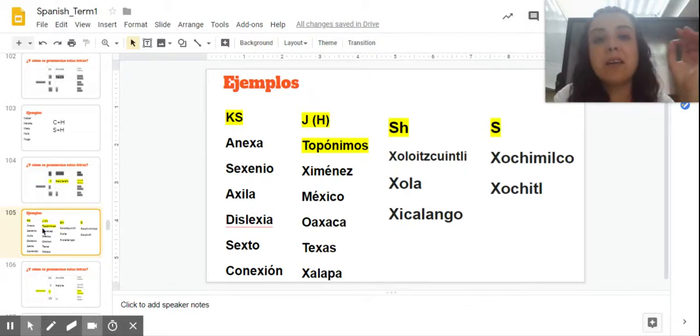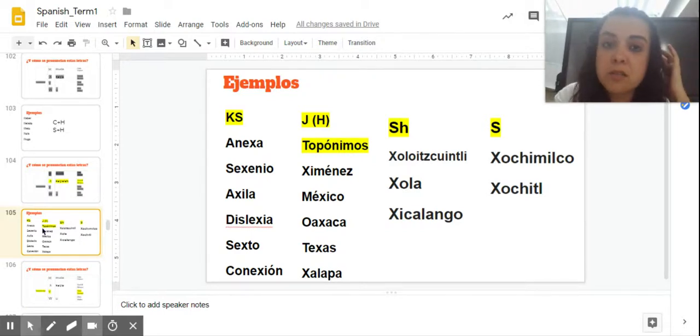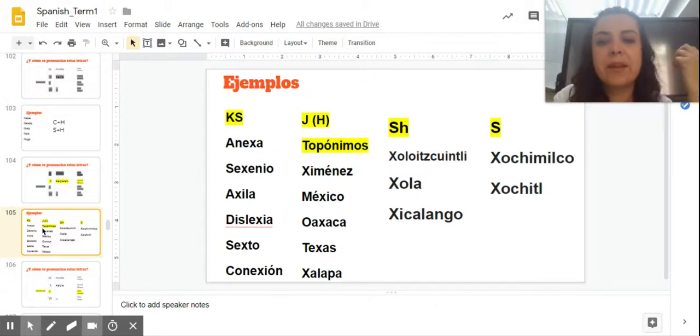So with the sound KS, that's the most common one. And those are the words, for example, anexa, sexenio, axila, dislexia, sexto, conexión. So what you do basically is that you pronounce like a K, and then you add an S. Anexa, sexenio, axila, dislexia, sexto, conexión.